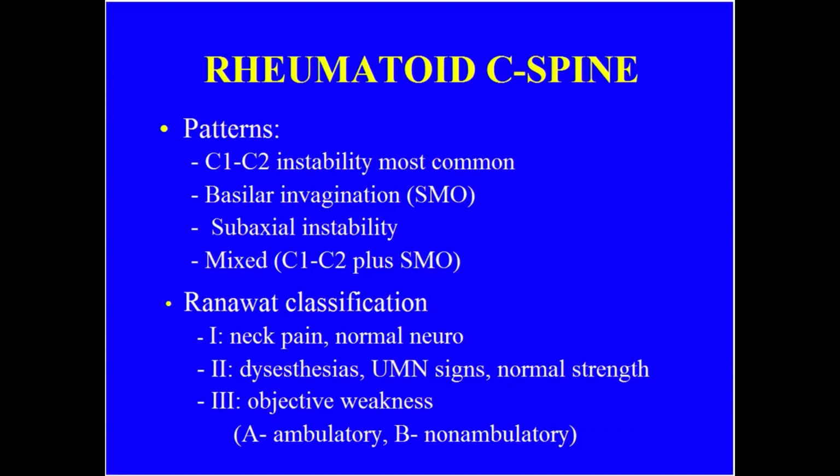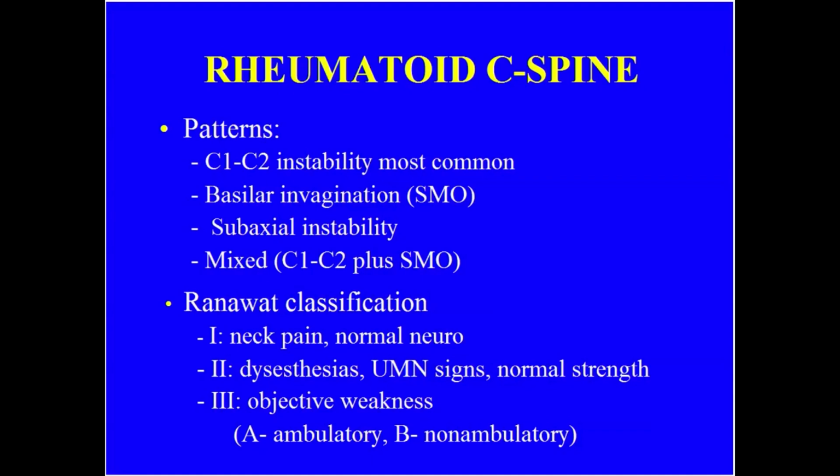Class 1 are patients with neck pain and a normal neurologic exam. Class 2 are patients who have dysesthesias, upper motor neuron findings, but have normal motor strength. And Class 3 are patients who objectively are weak. 3A are patients who are still ambulatory. 3B are patients who come in a wheelchair.